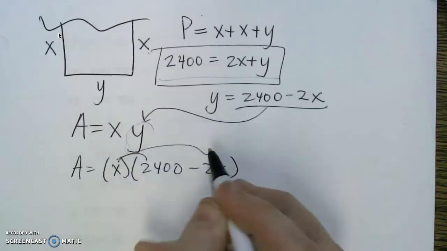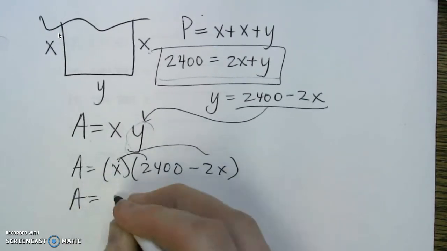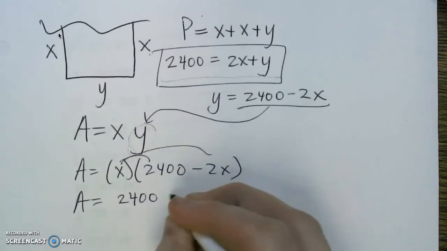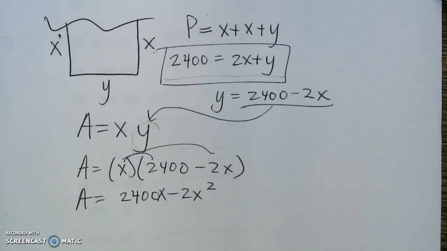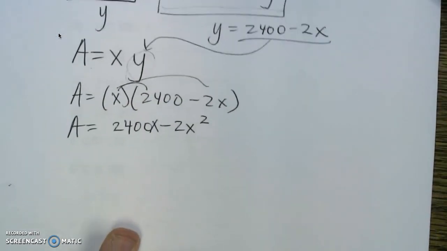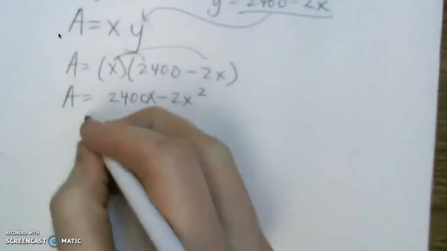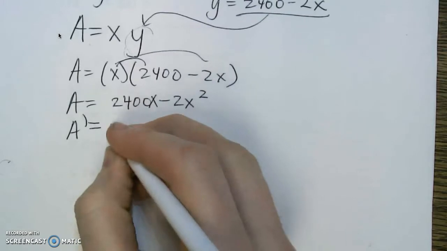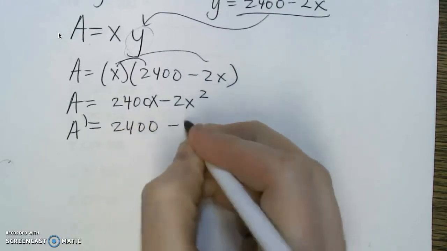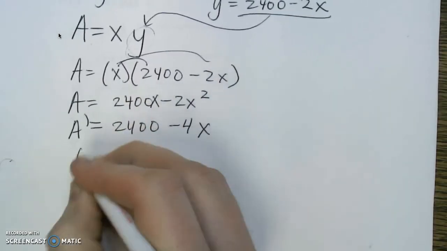And before I do my derivative, I want to simplify this as much as I can. There should be an x there. So distribute the x onto the 2,400 and onto the 2x. Now let's find our derivative and set it equal to 0 so that I can find the maximum area. So A prime is going to be 2,400 minus 4x. We're going to set this equal to 0.